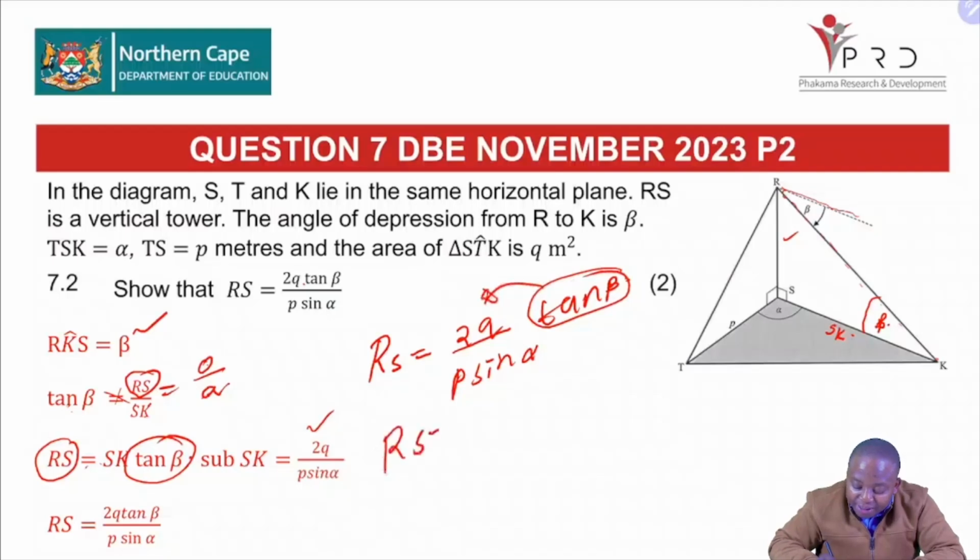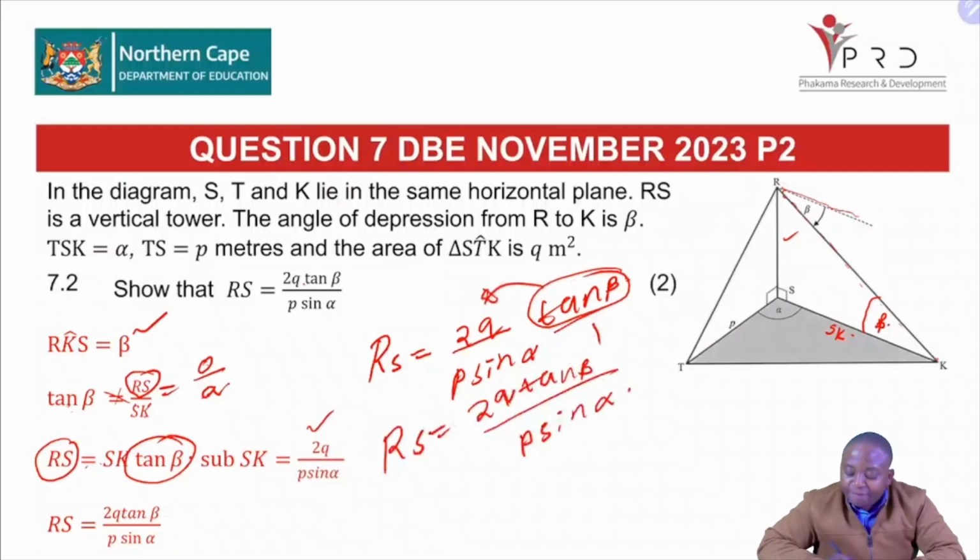Then my RS is equal to 2Q, this is over 1, tan beta all over P sine alpha. As easy as that. So we can see now that we have proven it to be correct.